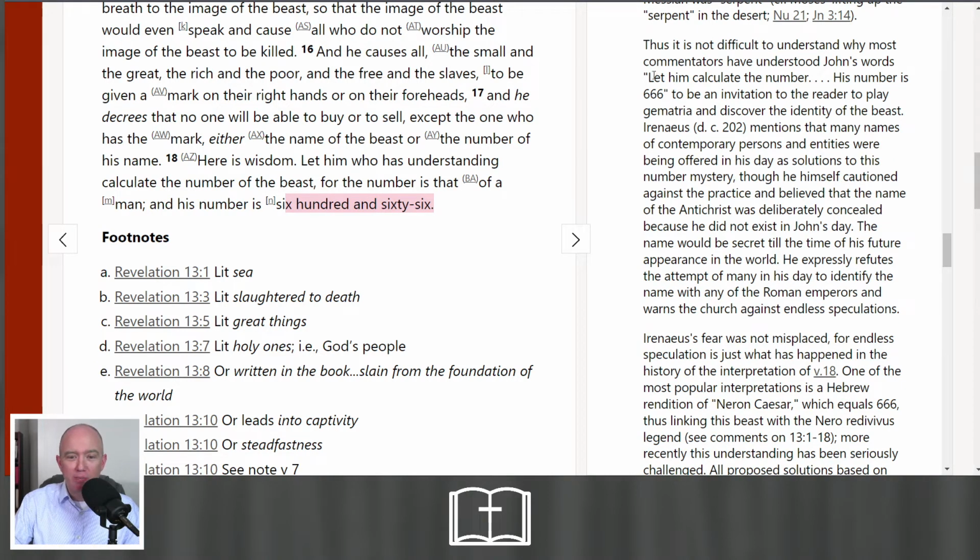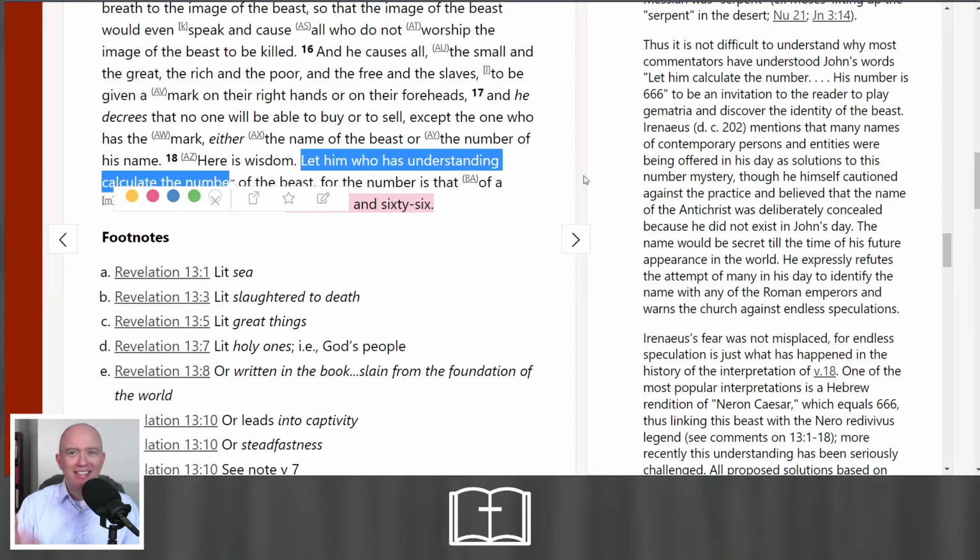The commentary points out that this phrase here, let him calculate the number, and we see that over here, let him who has understanding calculate the number. This seems like it's inviting us to play that kind of numerical game to figure out what it means. Let him who has the ability decipher this. I'm giving you the clues, now you figure it out.